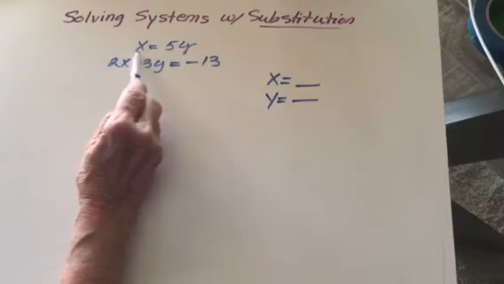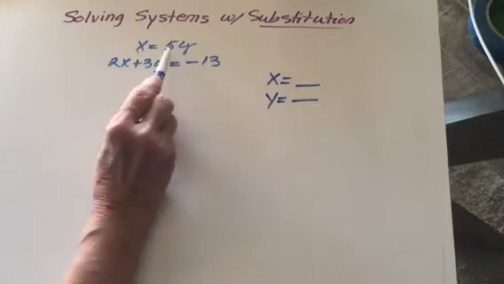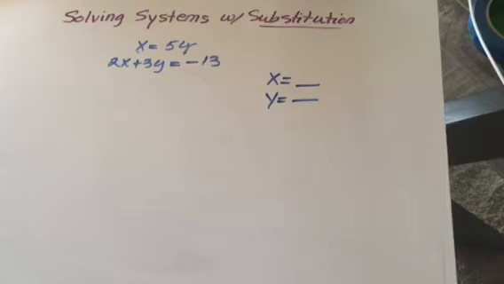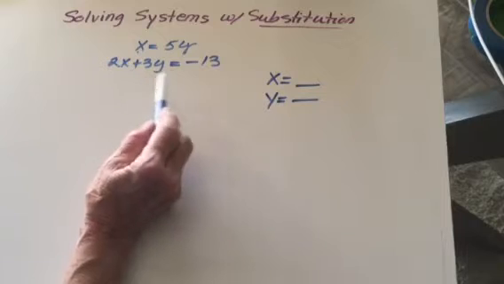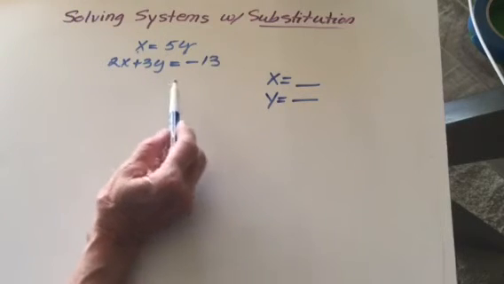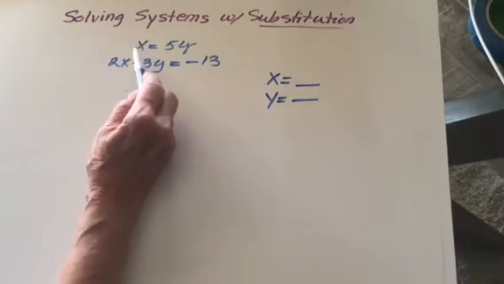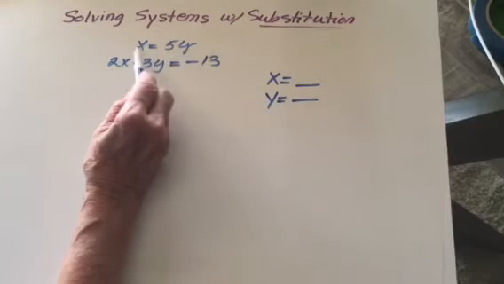Well, then I can substitute. Instead of calling it x, I can call it 5y. Just like a person can be a student, a person can be a son or a daughter, but they equal the same thing. So instead of calling this x, I'm going to call it 5y.